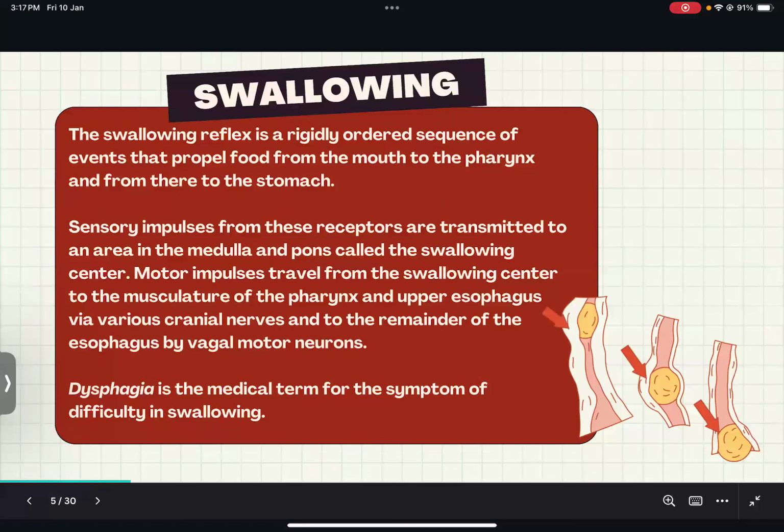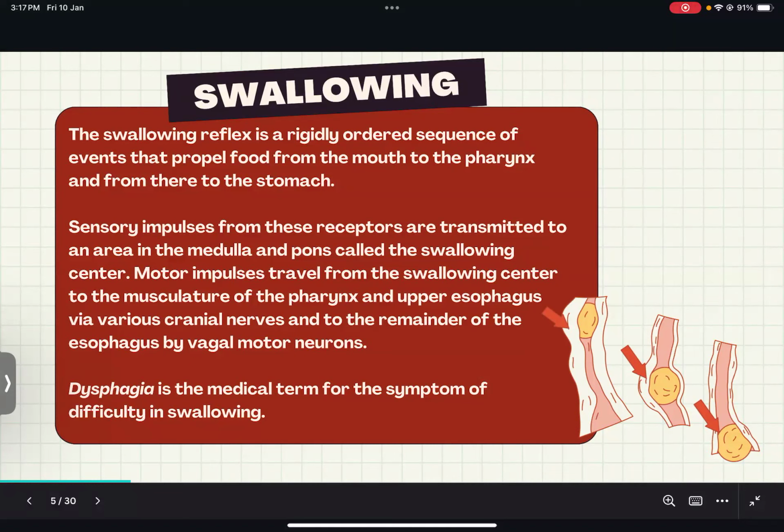Now we start with the second objective, which is the swallowing. Before we start, do you guys have any questions at all? Is everything clear? Okay, I'll take this as a yes. Inshallah, everything's clear. If not, please do stop me or write in the chat box.